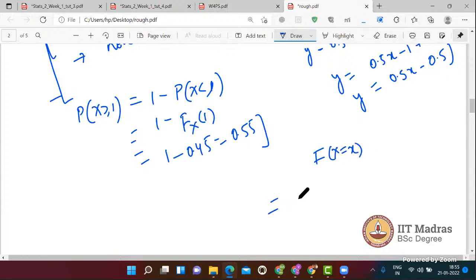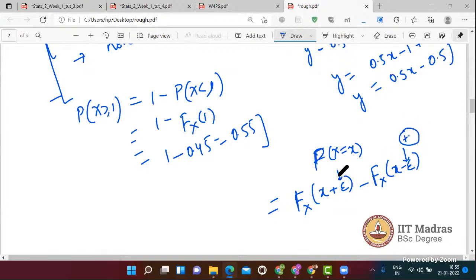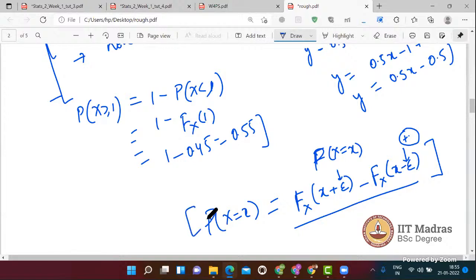So you can just write it in the form of x plus delta, some sort of thing, minus F of x minus some value. This is some positive value plus some smaller values, right? In this way you can write the probability of X equal to x, but that is 0. If you are asking for notation, you can write it in this form, but this value is 0 because there won't be any sharp jump.